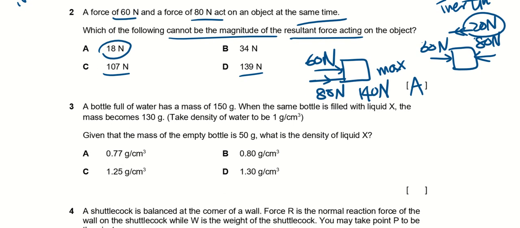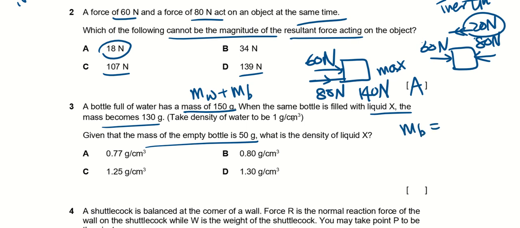Okay, a bottle full of water has a mass of 150 grams. So mass of water plus bottle is 150 grams. When the same bottle is filled with liquid X, the mass becomes 130 grams. Given that the mass of the empty bottle is 50 grams, therefore mass of bottle MB is 50 grams, mass of water is 100 grams, and mass of liquid X will be 130 minus 50, which is 80 grams.